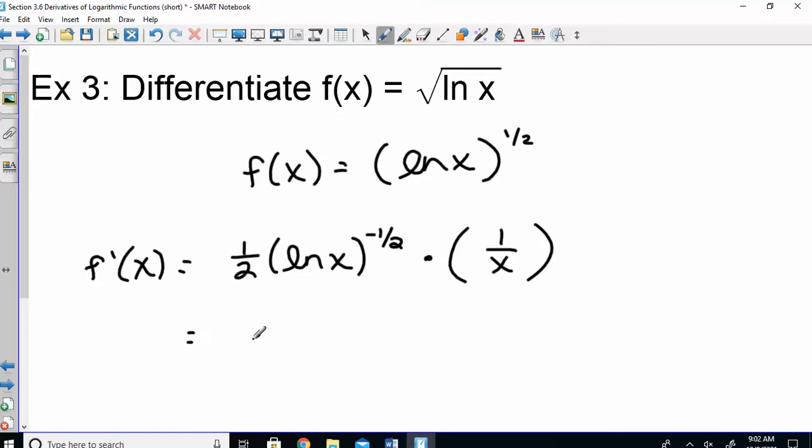As far as cleaning that up, we have a 2 and an x both on the bottom. You have that natural log to the negative 1/2. Where does the negative power put it? On the bottom. So we have 1 over 2x times the natural log of x to the 1/2. So far, so good?